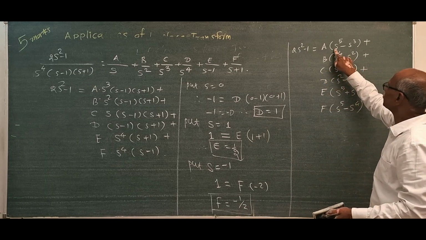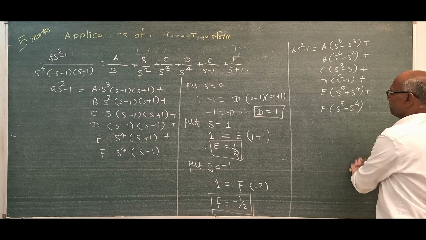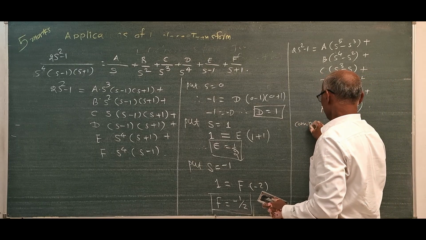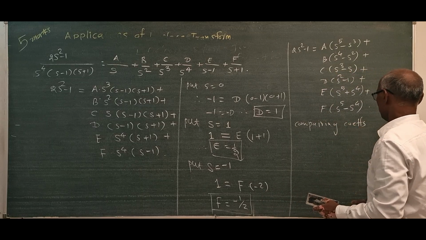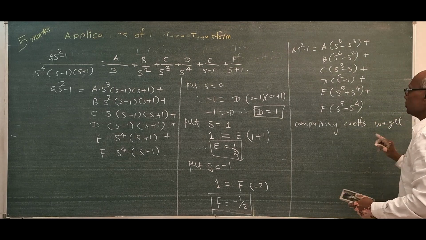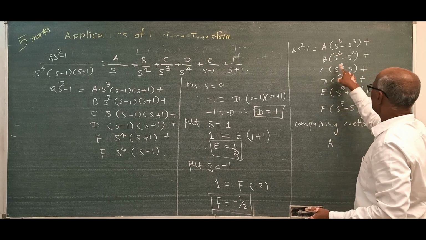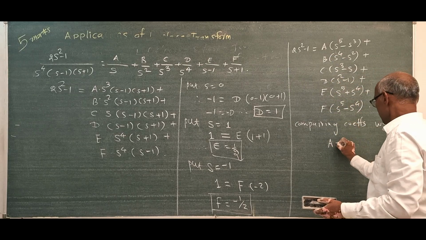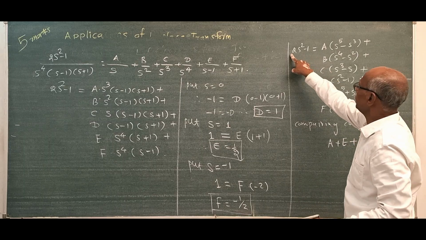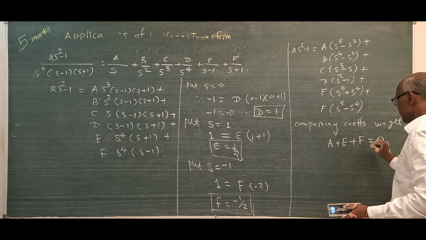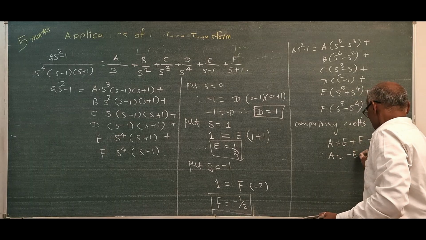Now observe that s raised to 5 is there. Here we can observe s raised to 5, and here also s raised to 5. So comparing coefficients of s raised to 5, we get, how to compare? 5 means A. Here 5 means where? This one, plus E. Here 5 means plus F. And this is equated to the left hand side. There is no s raised to 5, so I will write 0. And therefore, A is equal to minus E minus F.